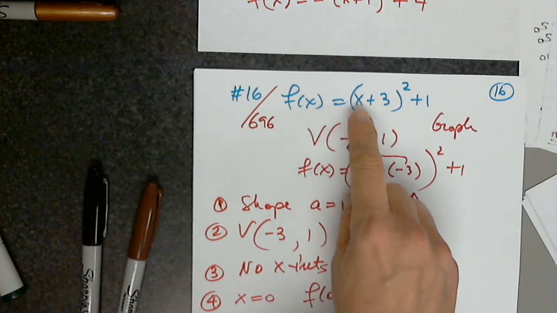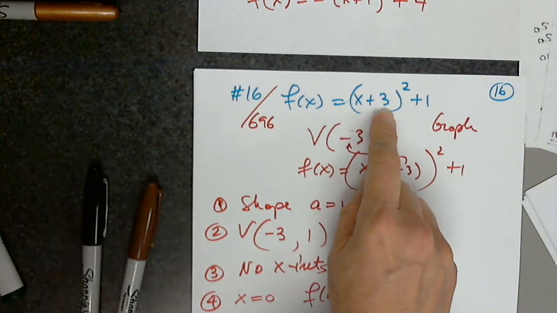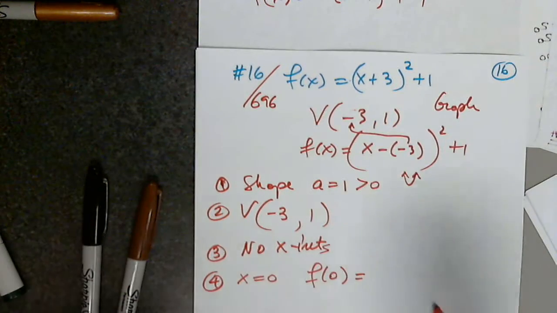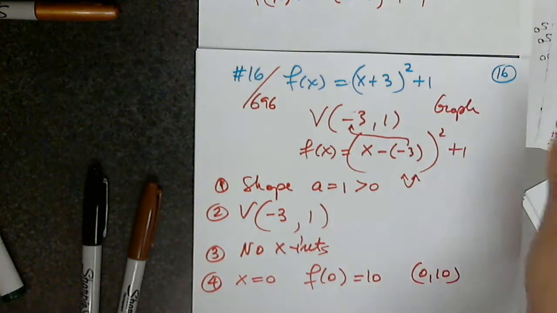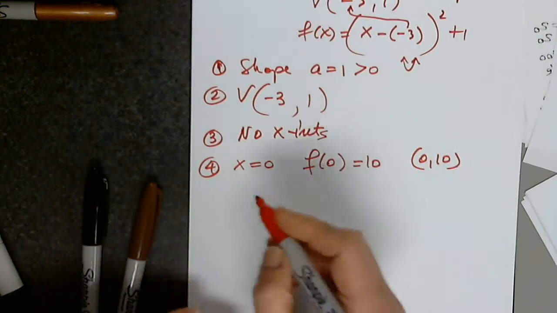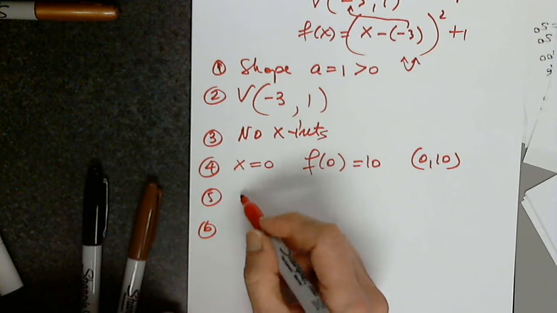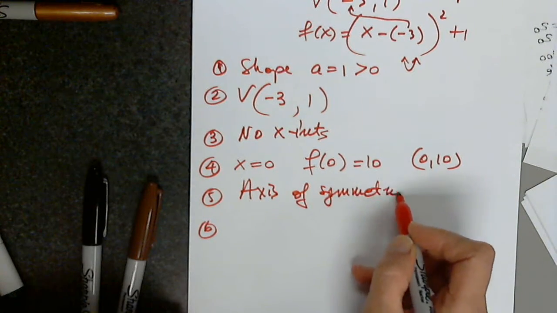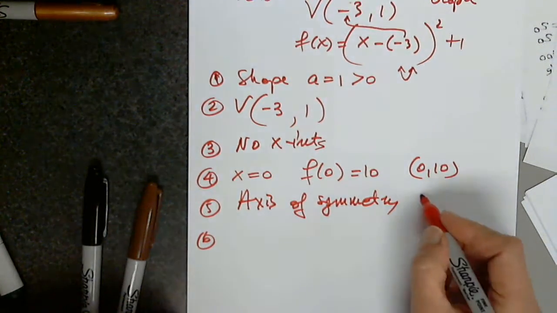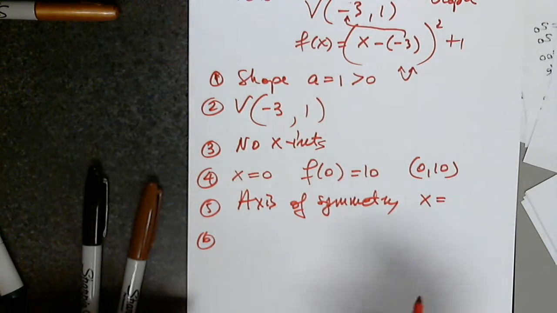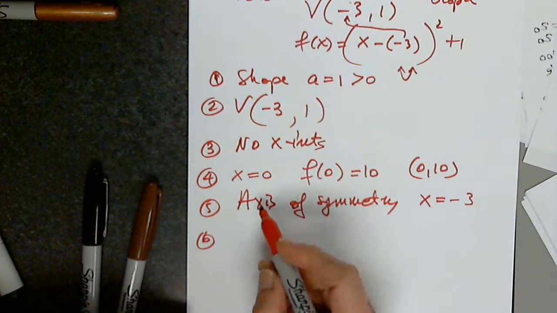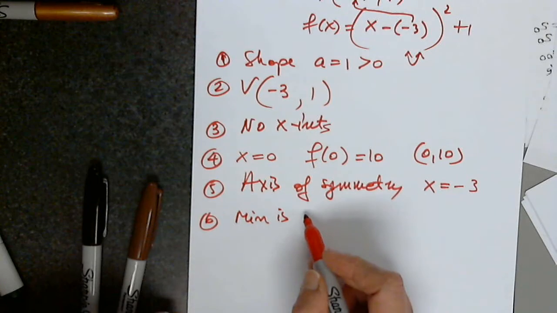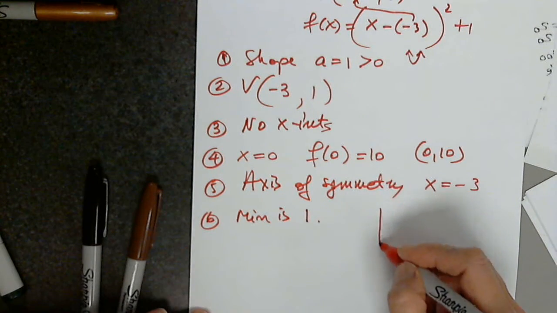So let's calculate together. 0 plus 3, 3 squared, 9, plus 1, 10. So 0 comma 10. Two words here: axis of symmetry. x equals? Good. And you already told me that the minimum is 1. So let's graph it.